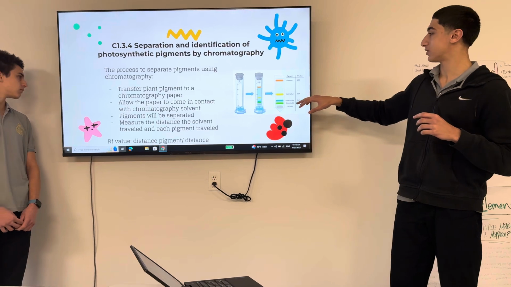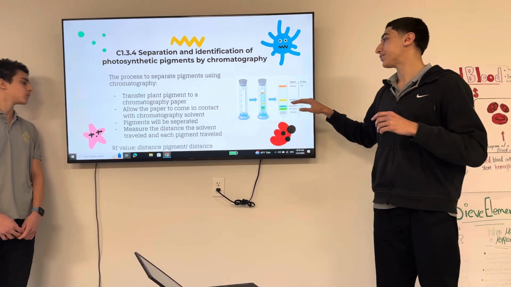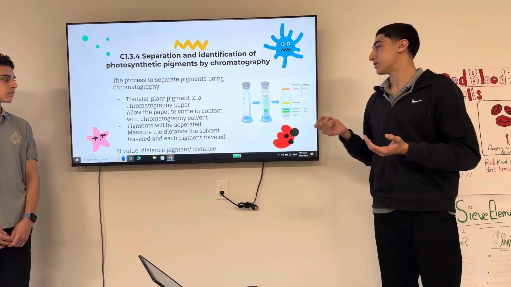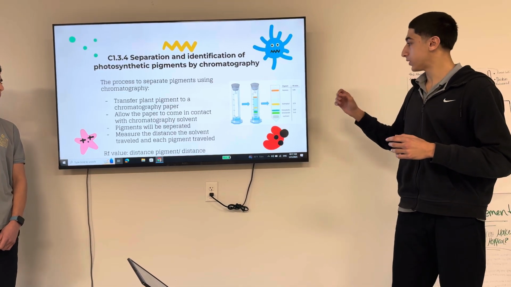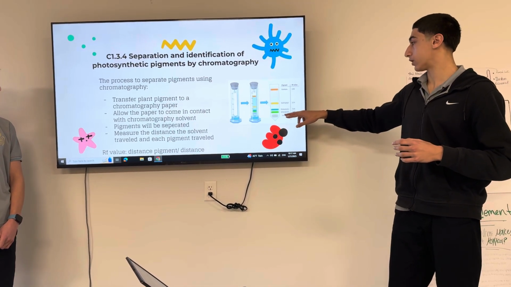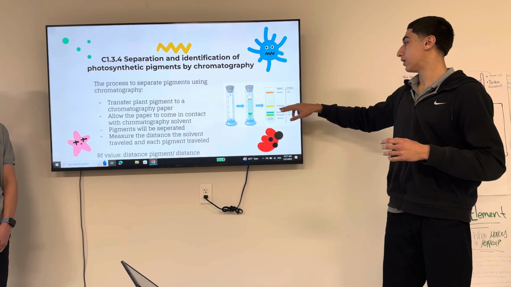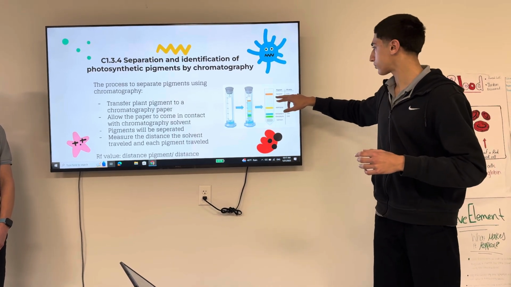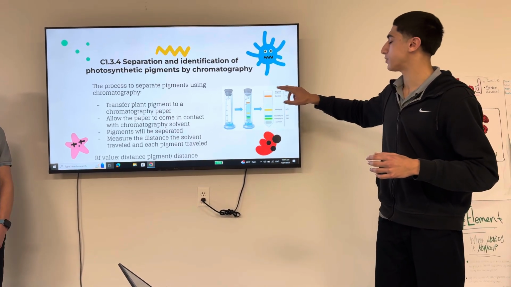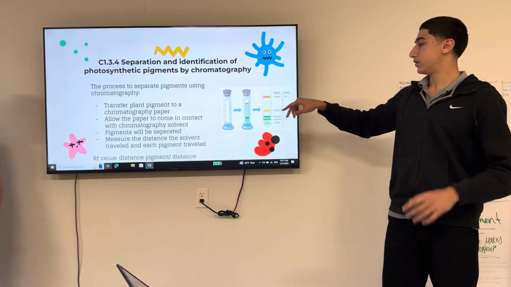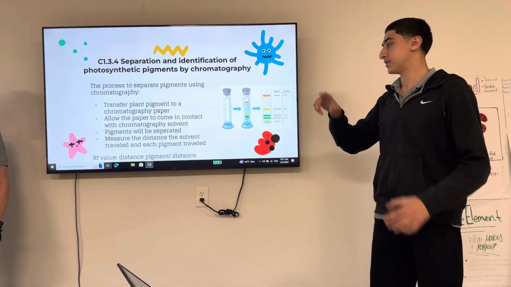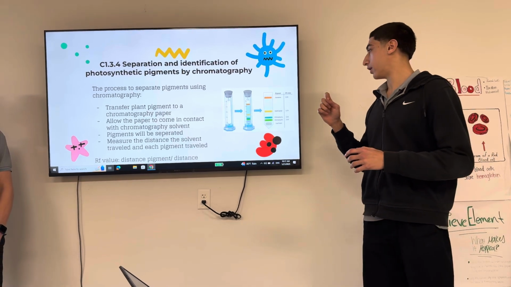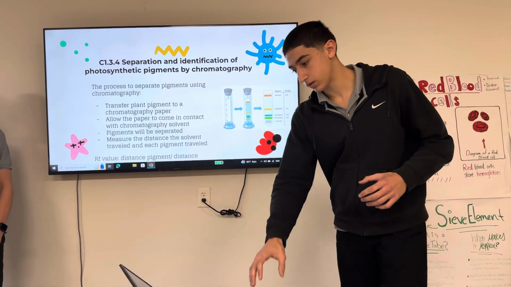I know it's a little bit low quality. After that, you measure the distance the solvent traveled and the distance each pigment traveled. As you can see, each one here, chlorophyll B, chlorophyll A, xanthophyll, and I believe that one's carotene. Anyway, this is an RF value, which measures the distance the pigment traveled over the distance of the solvent.